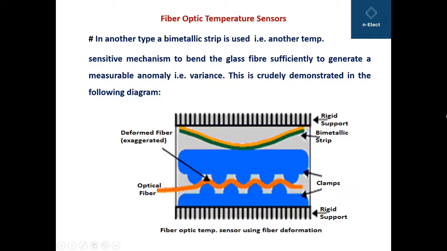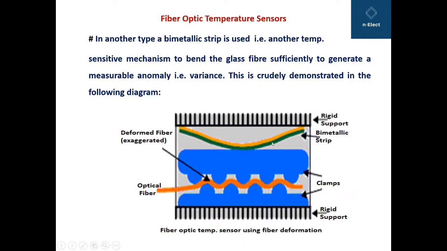Moving on to the second type of fiber optic temperature sensor. So here again we can see the diagram. The rigid support is provided on both the sides. Here the clamps are shown having the wavy type structure, and in between the fiber optic cable is there. Now you are seeing here the optical cable in a wavy shape because these clamps are being pressed towards each other. And why is this clamp being pressed? This is pressed because of this bimetallic strip.